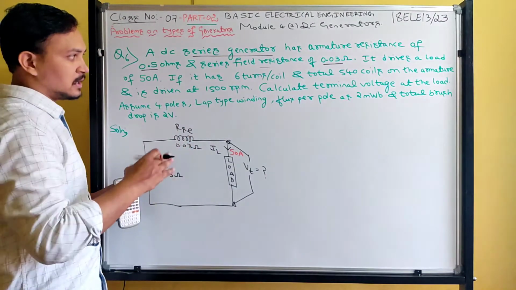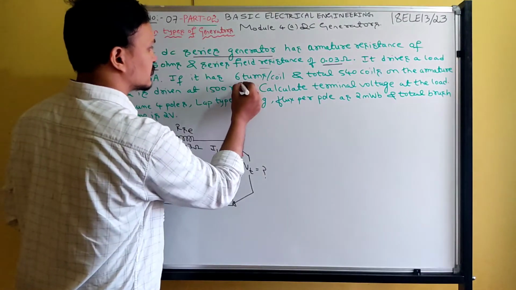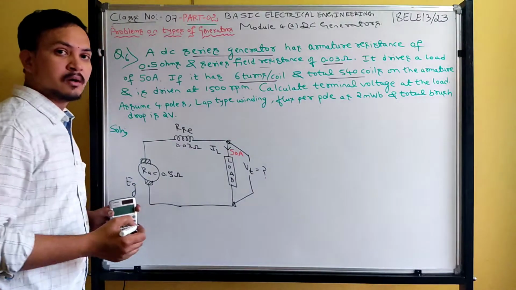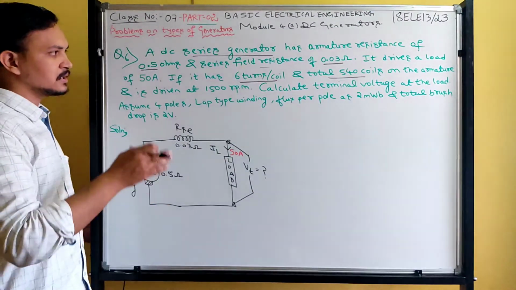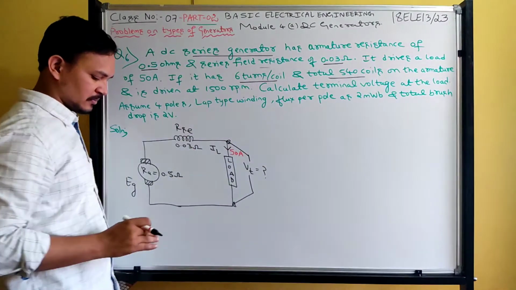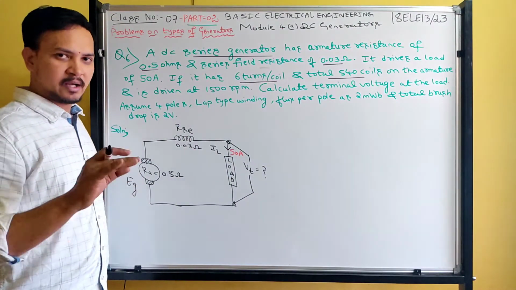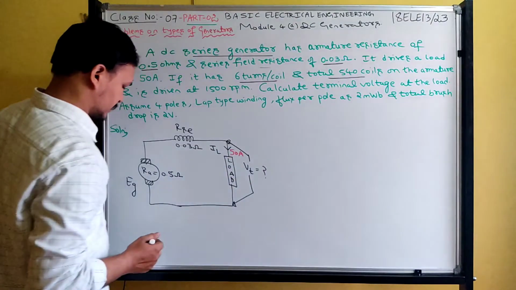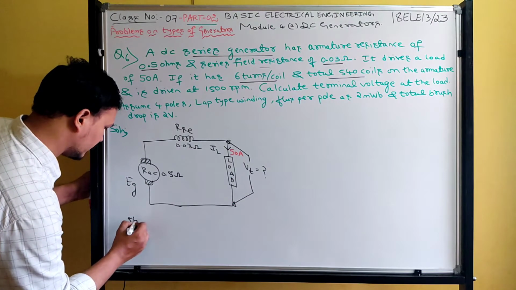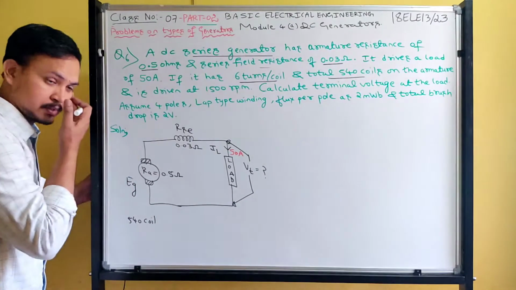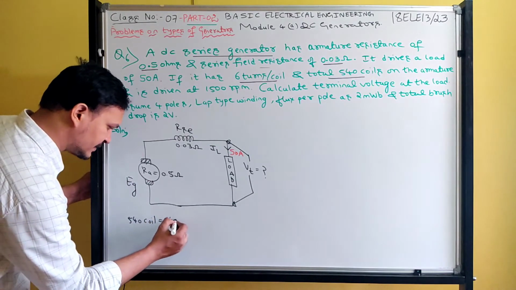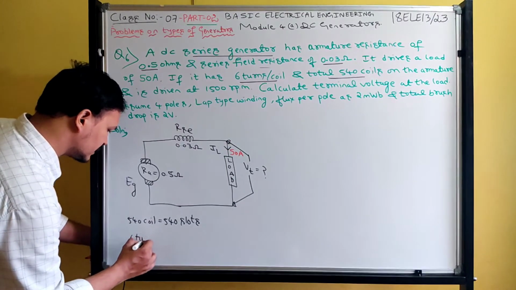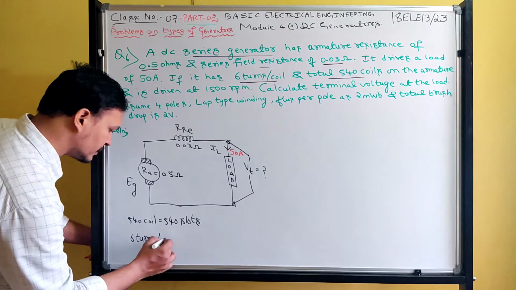Later they have given some other data. It has 6 turns per coil, and in total how many coils? 540 coils. Your coils are nothing but the number of slots. Assuming single layer winding, the number of coils is equal to the number of slots. So the given total number of coils is 540, and you can consider it as 540 slots. In one slot, how many turns are there? 6 turns in one slot.